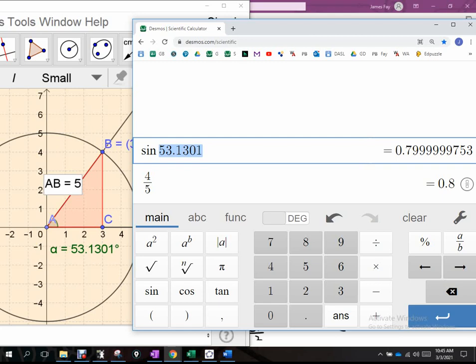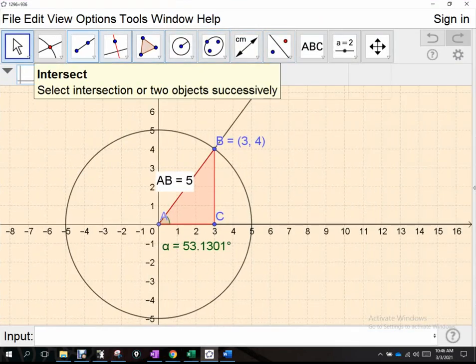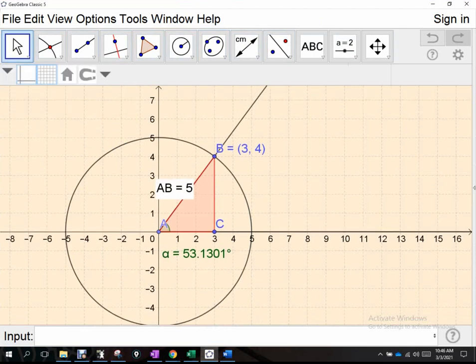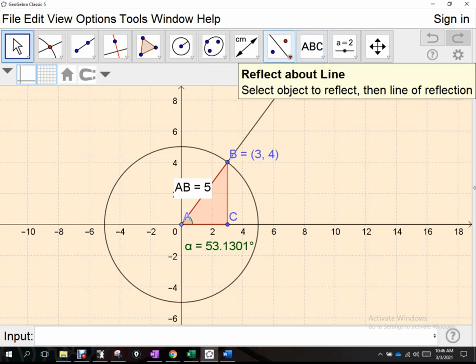Okay. Now, here's my next question. Give me another distance. Give me another circle radius, and I don't care what it's going to be. Huh? 25? Okay.